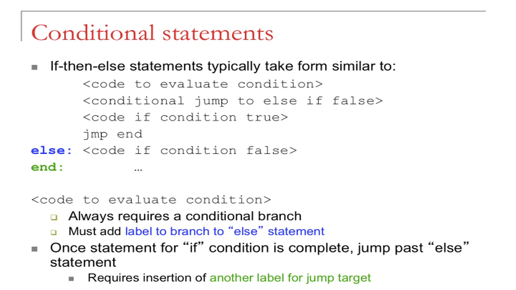Conditional statements, if then else statements, typically take a form similar to the following. You have code to evaluate the condition first, and then you have a conditional jump to else if the condition is not true. If the condition is true, you execute some code, and then you take an unconditional jump to the end. The else part takes care of these operations if the condition is false.